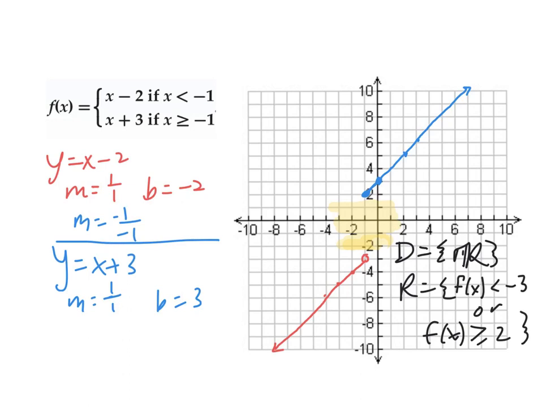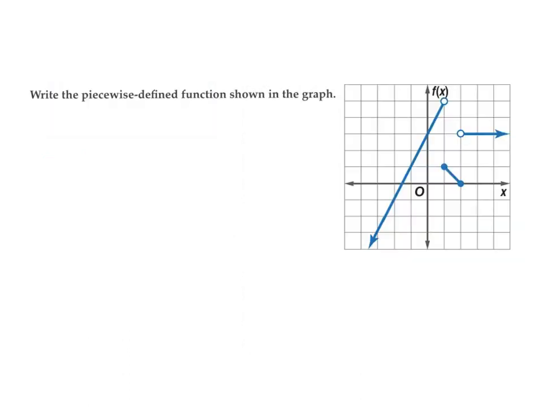Let's look at something else. So here's a graph of a piecewise function. Now we're going to do the opposite. We're going to write the equations for a piecewise function. So in the previous case, I gave you the equation. We did the graph and domain range. Now we're going to give you the graph.